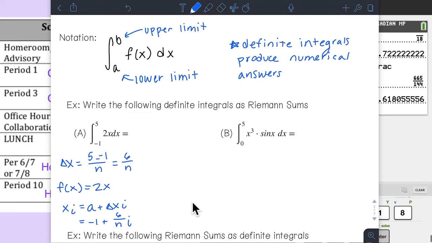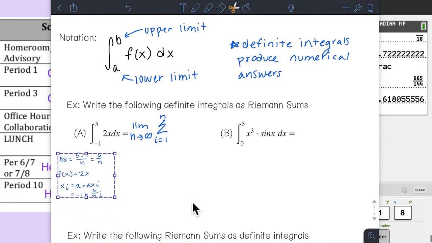If we look at this here, I'm going to say that this is now the limit as n goes to infinity of my summation from i going from 1 to n. Just realized I'm going to run out of room, so let's make that a little smaller off to the side. And then my delta x is going to be 6 over n times my function, which is 2x, so 2 times my xi, my endpoint.